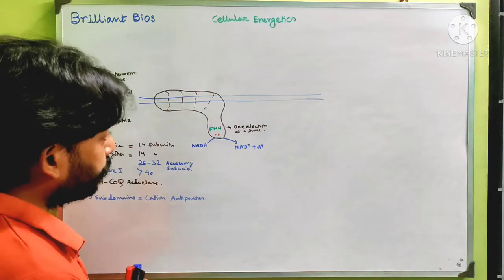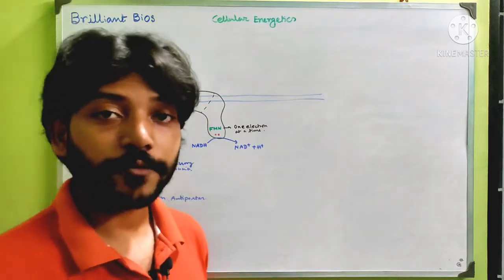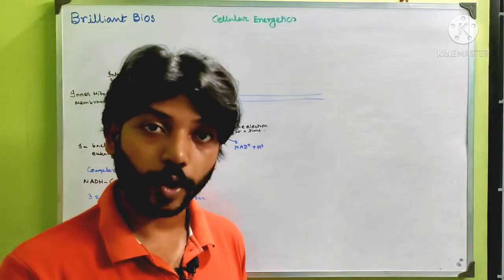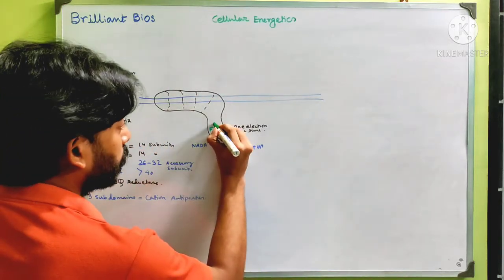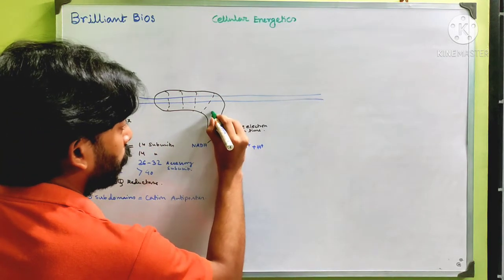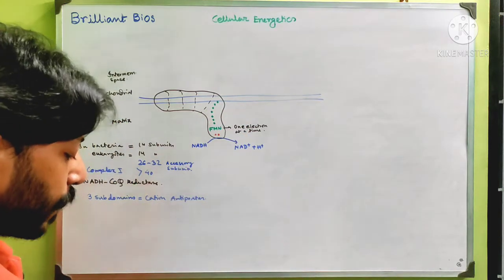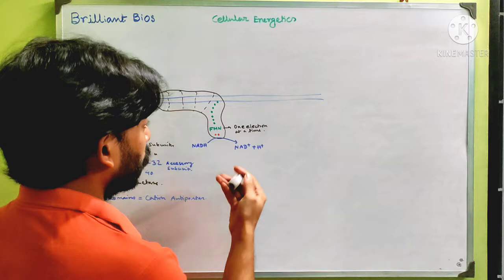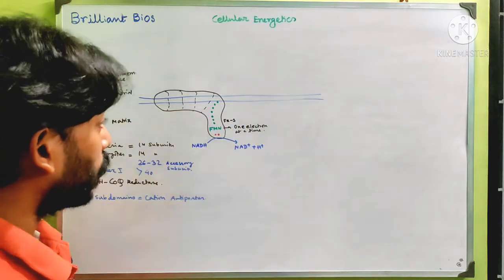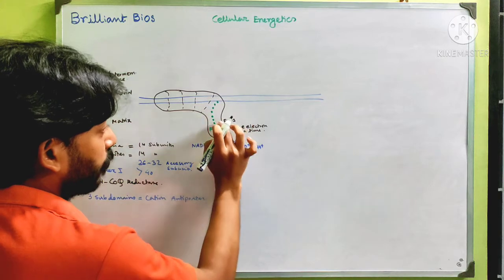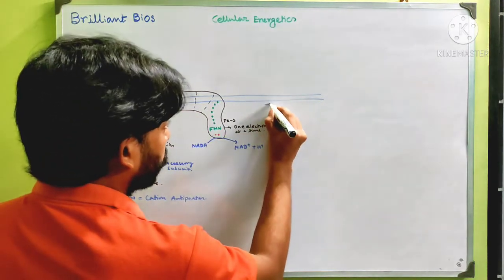In complex 1, there are 7 iron-sulfur clusters. These are also prosthetic groups that can carry electrons. So 1, 2, 3, 4, 5, 6, 7. So there are 7 Fe-S, that means iron-sulfur clusters, and all these 7 iron-sulfur clusters and FMN are together called redox centers.